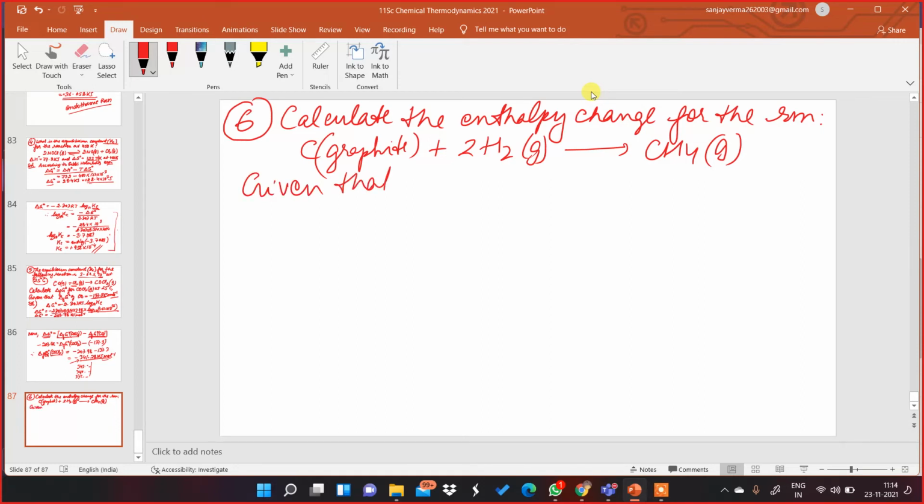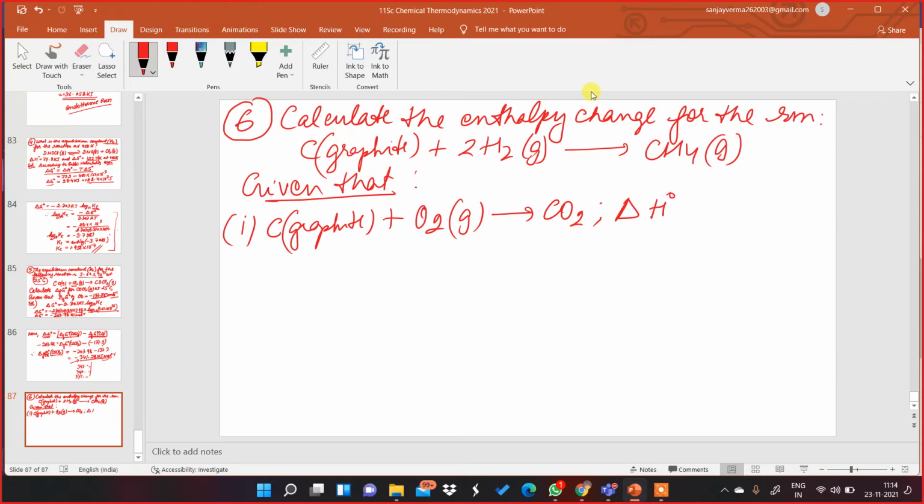Given equation 1: graphite plus oxygen forming carbon dioxide. Delta H naught for the formation of carbon dioxide is minus 393.5 kilojoules per mole.